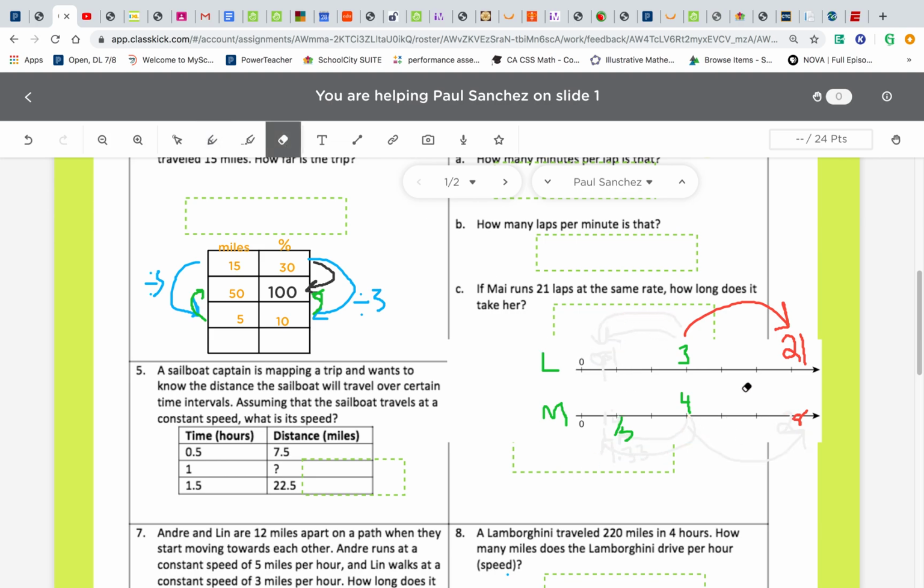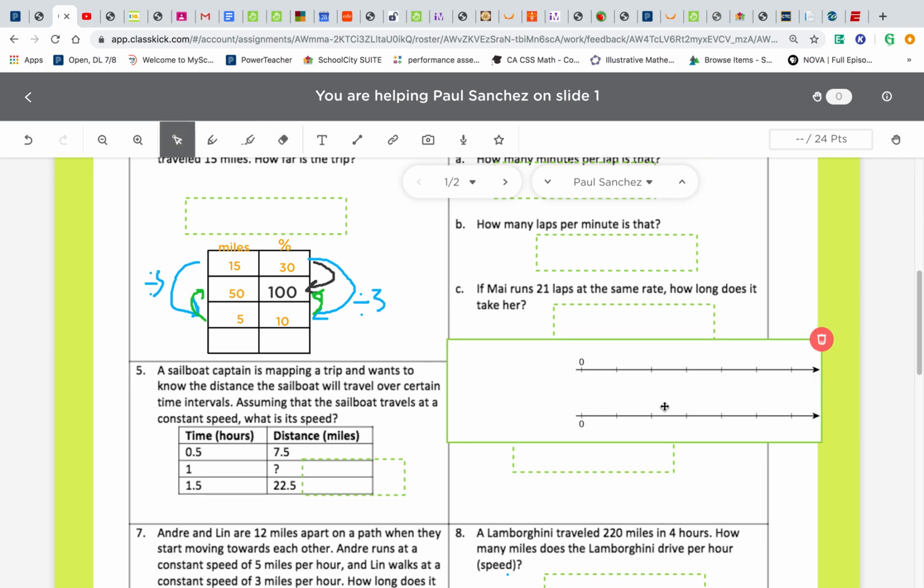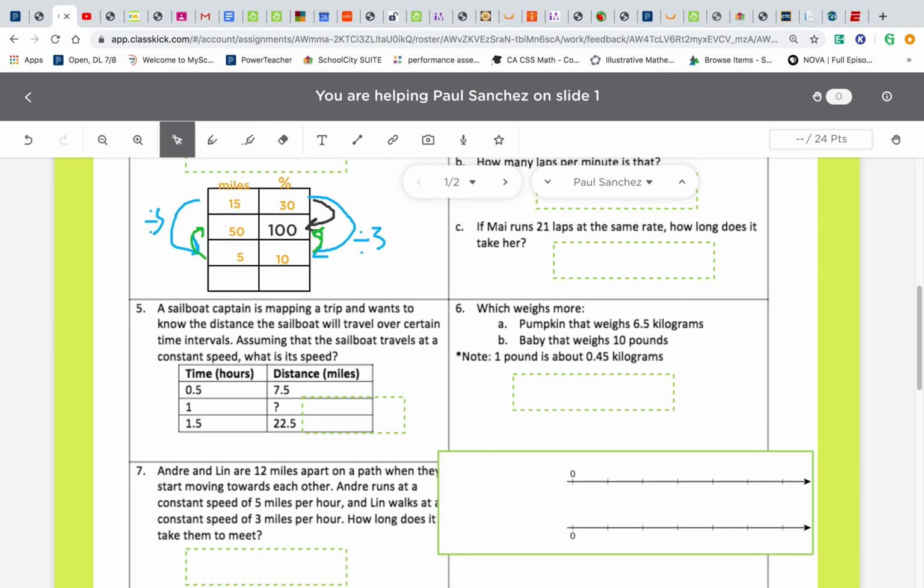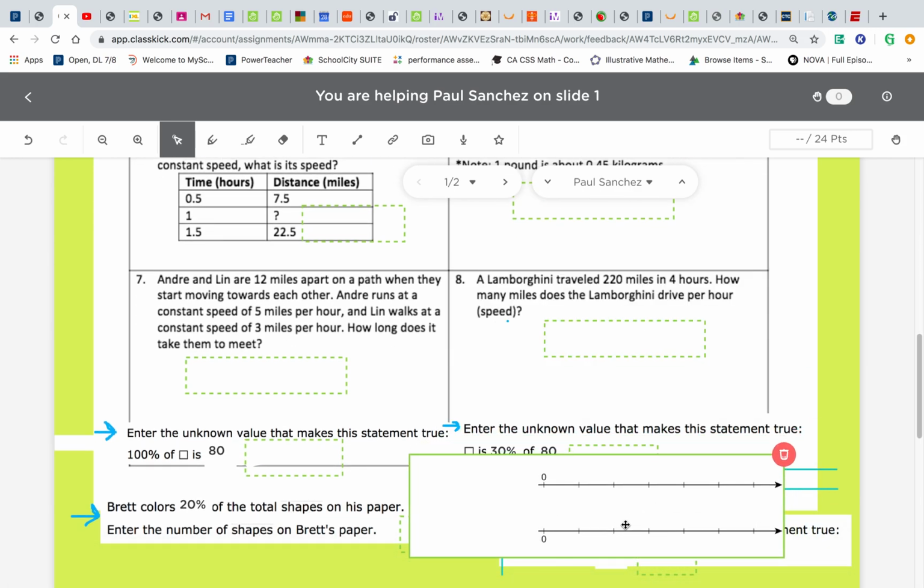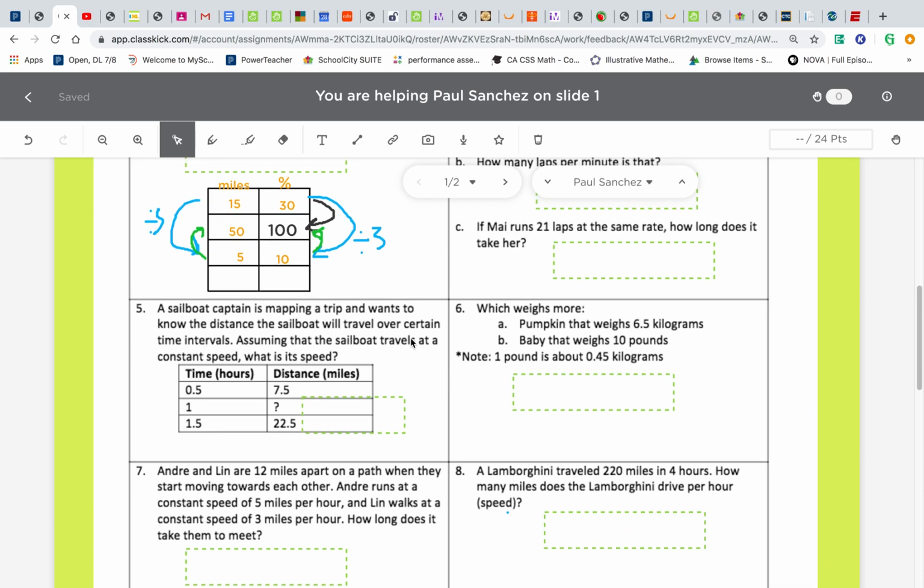Alrighty, so looking at number 5, a sailboat captain is mapping a trip and wants to know the distance the sailboat will travel over certain time intervals. Assuming that the sailboat travels at a constant speed, what is its speed? Well, it's important to remember that speed is talking about the amount of distance you cover in a certain amount of time. It can be miles per hour a lot, but it can also be different units as well. In this case we have time in hours and distance in miles.